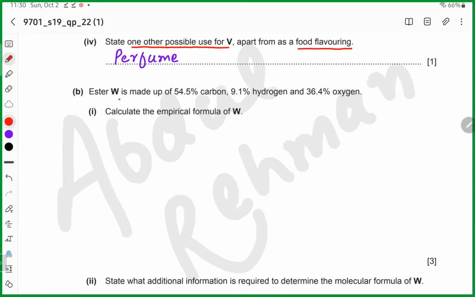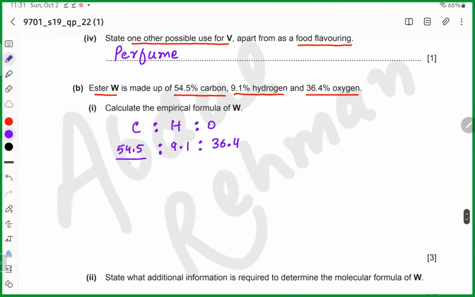Ester W is made up of 54.5% carbon, 9.1% hydrogen, and 36.4% oxygen. Calculate its empirical formula. So for the empirical formula, we have carbon, then hydrogen, and then oxygen: 54.5% carbon, 9.1% hydrogen, and 36.4% oxygen. So in the first step, we divide these percentages with the AR of those elements.